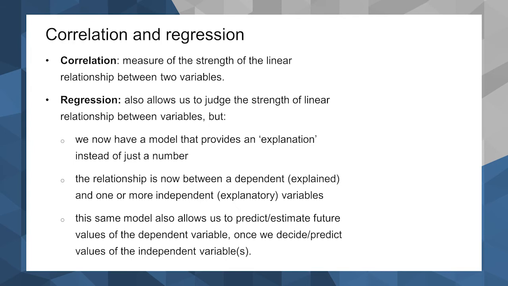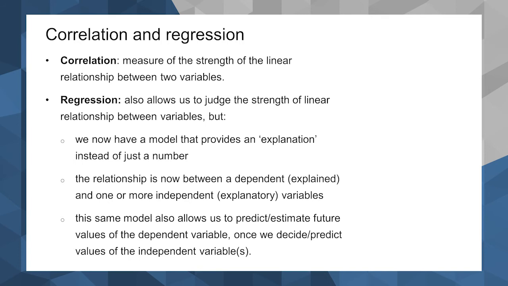So correlation takes a value between -1 and 1, where -1 and 1 are perfect correlation, and 0 is no correlation. Now, the important thing as well is that a correlation of 1 does not mean that both variables always change by the same amount.